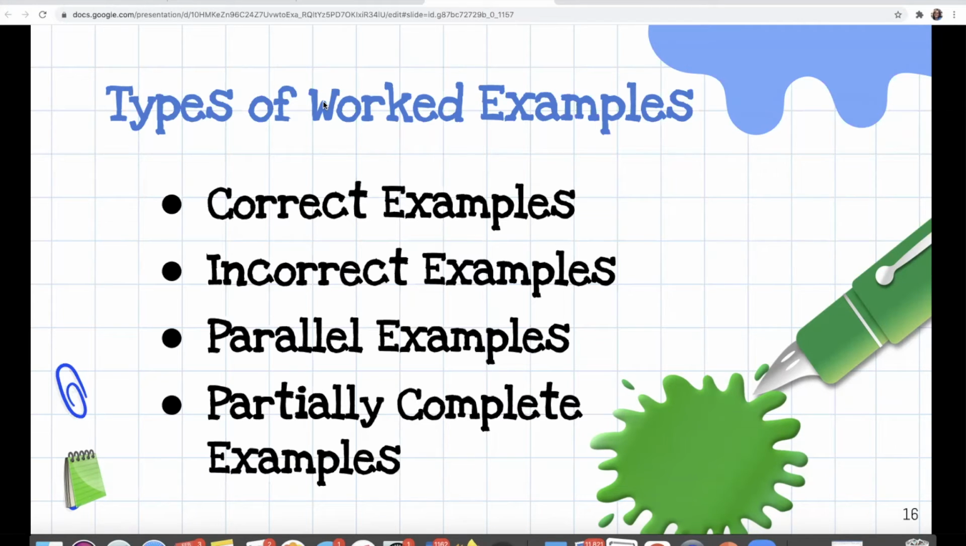Ms. Vonda, do you want to talk about parallel and partial? Are we not going to go through the slides? We can. Let's just do it as we go through the slides. Okay.